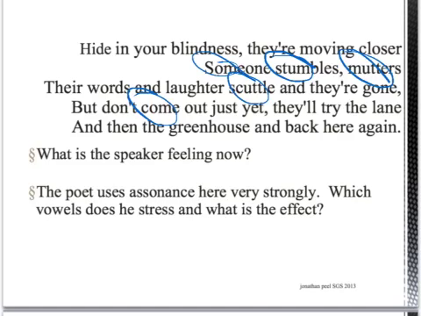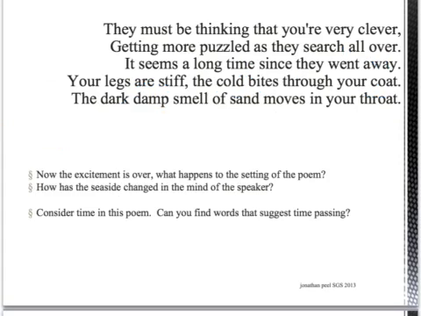You also might consider that when we get to this point here, "don't come out just yet, they'll try the lane." There's a sudden change here, isn't there, in terms of intensity perhaps. The idea of an order being given, an imperative. Who is speaking? Is this still the child? Is this the inner voice? Or again, is there somebody else? Think about it.